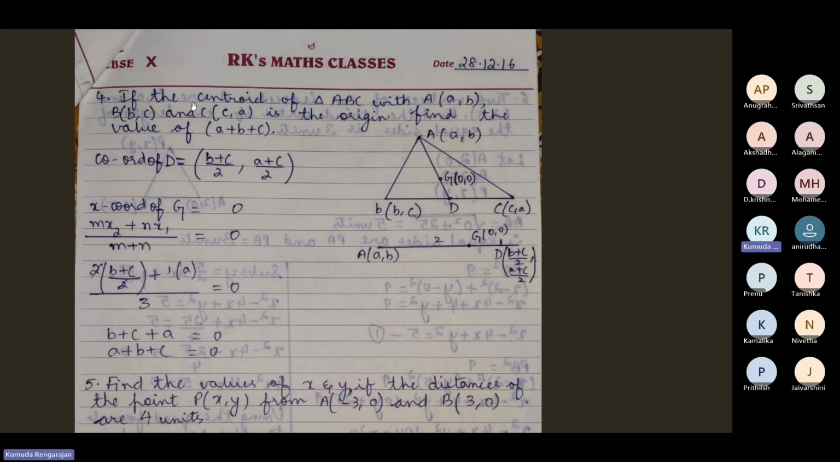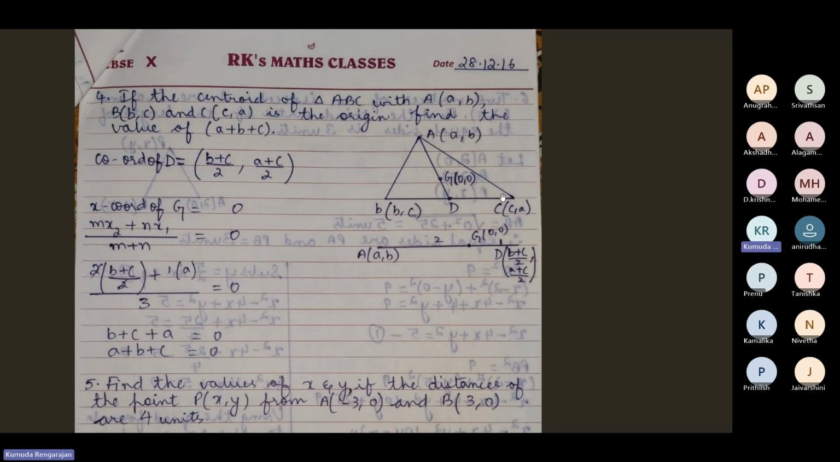Okay. In this question, if the centroid of triangle ABC with vertices A comma B, B comma C, and C comma A is the origin. So the centroid is at the origin. The centroid is at the origin. Find the value of A plus B plus C.